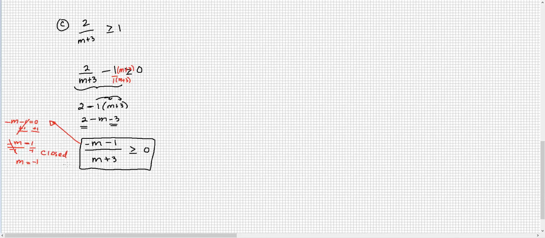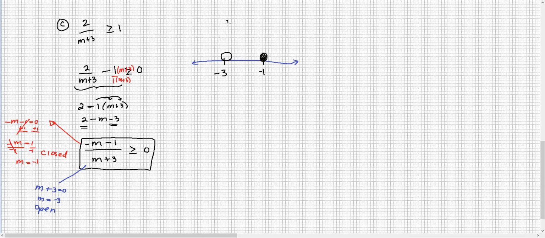Change color. For the denominator, it's n plus 3. That means n equals negative 3. And this one's open because it's from the denominator. And you go ahead and you place it on the number line. We have negative 3 and negative 1. See, are they both open? No, the negative 1 is closed.